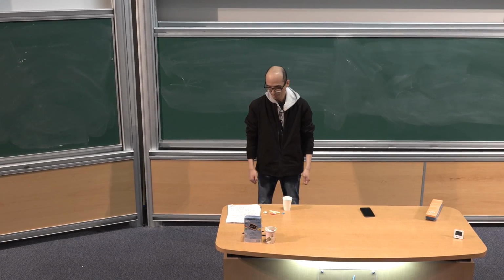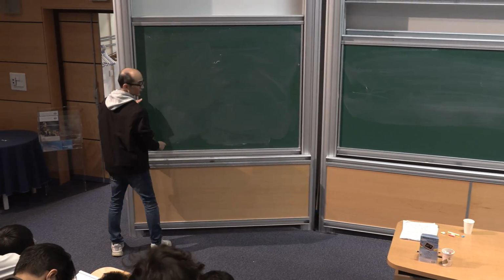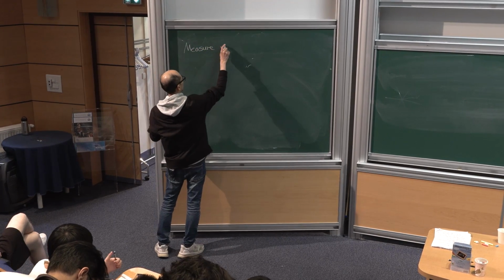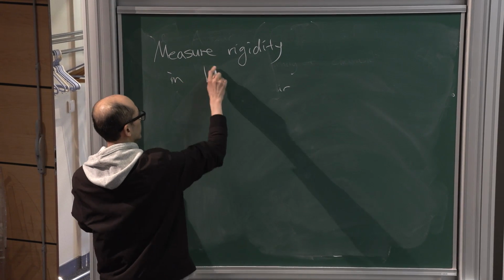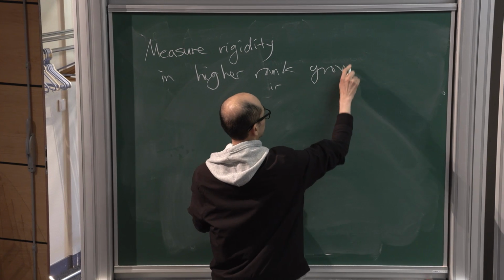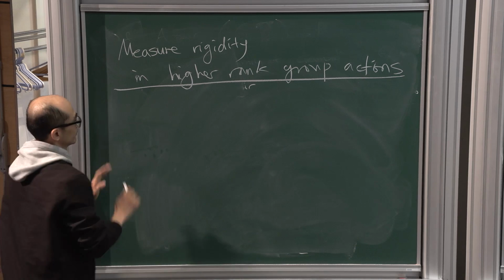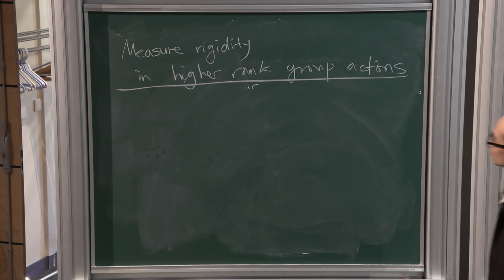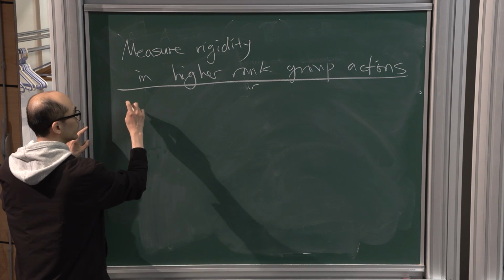Let's see. So in this mini course, I will talk about the measure rigidity in the higher rank group action. So I will let you know what is the higher rank group for me very soon. But I want to start with some example, or theorem.